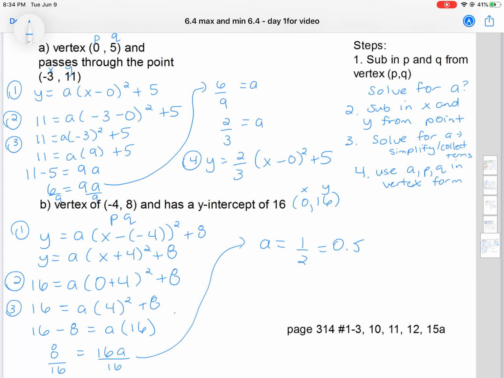Now, if you want to, that's easily written as 0.5, that's fine. And then step number 4, use your A value and your P and Q to write the equation. Okay, so there's the homework there. Again, we're sort of kind of practicing over and over the same steps, so give those questions a try.